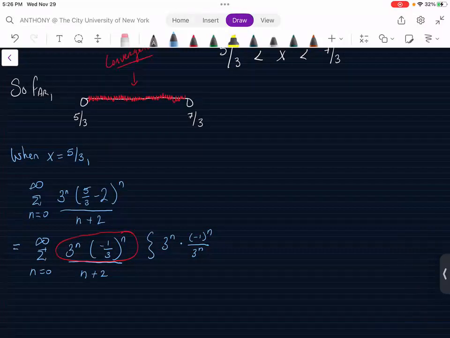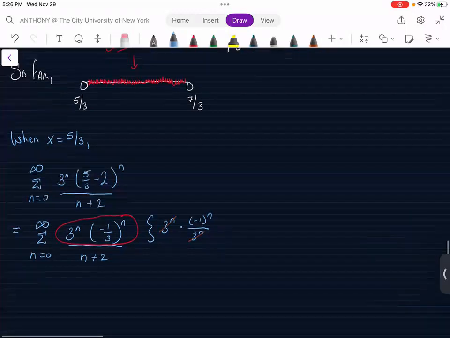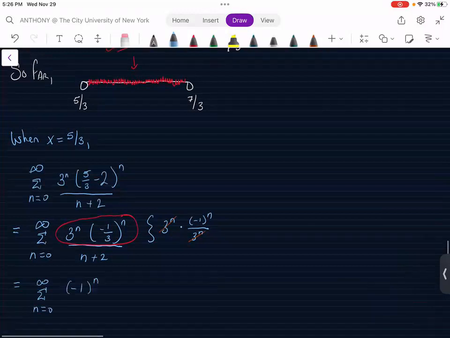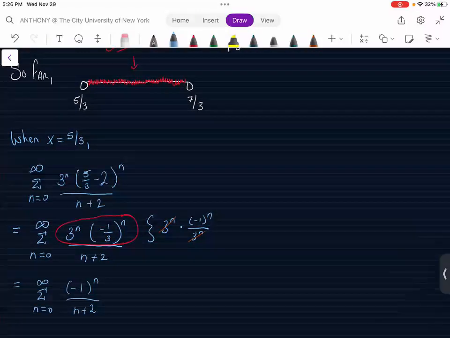You'll have -1 to the n, right? So what you should recognize is that these 3 to the n's will cancel out, and you're just left with -1 to the n over n plus 2. Now, you want to test whether or not this new series is going to converge or diverge, right?